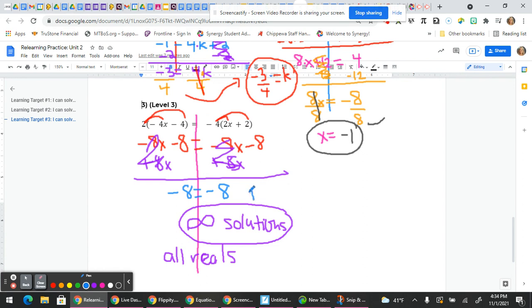So since this is true, okay, we know that infinite solutions exist in this equation. We can put any real number in, and it will remain balanced. It will remain equal. So this is the relearning for learning target 3. If you need to rewind, go back, check anything out, feel free to do that. And you are now finished with all 3 questions. Thank you.